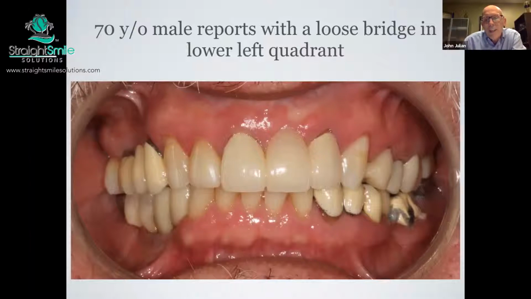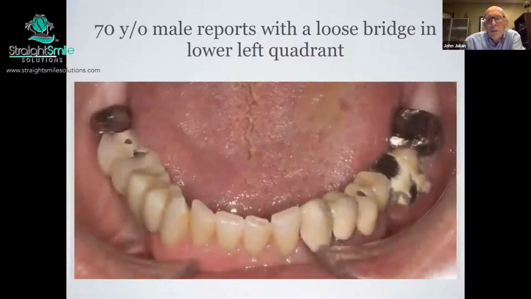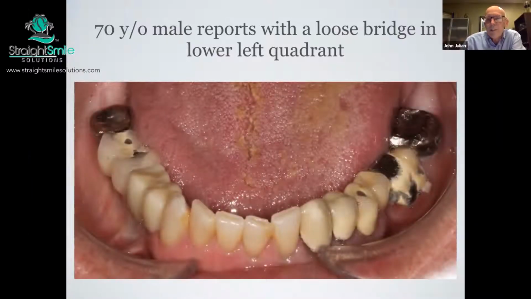But first, we evaluated his scenario. This is a picture, frontal view, showing his occlusal table. You can see the bridge in the lower left with some broken porcelain. We then took a picture of the lower left, and again, there's that bridge that's not in very good shape, and it is loose. And most dentists would tend to focus in just that area.